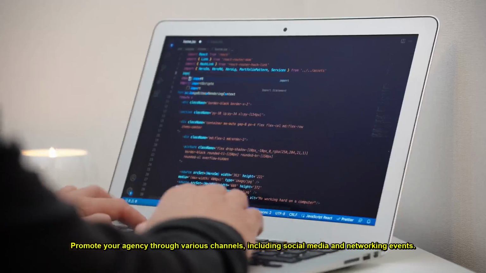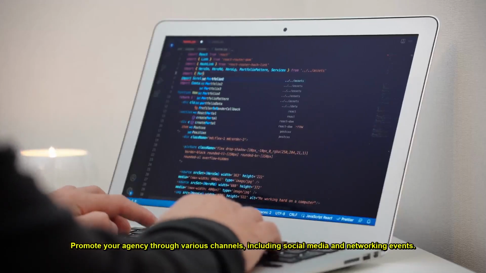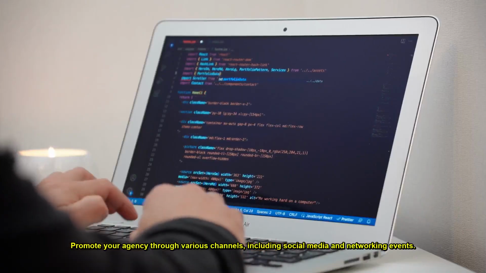Network with other professionals to expand your agency's reach. Promote your agency through various channels, including social media and networking events.